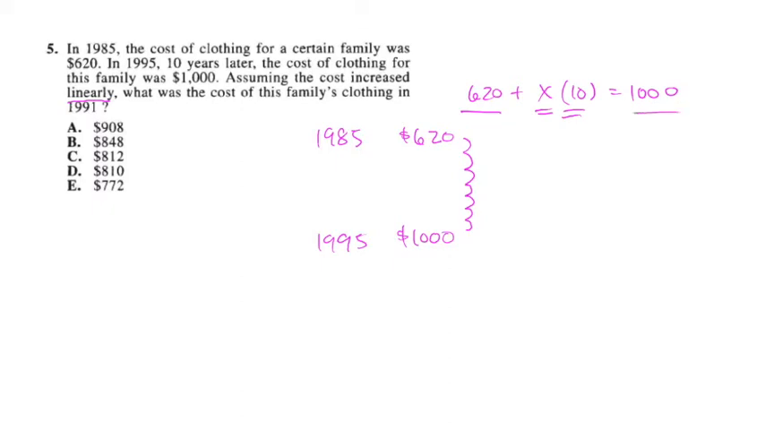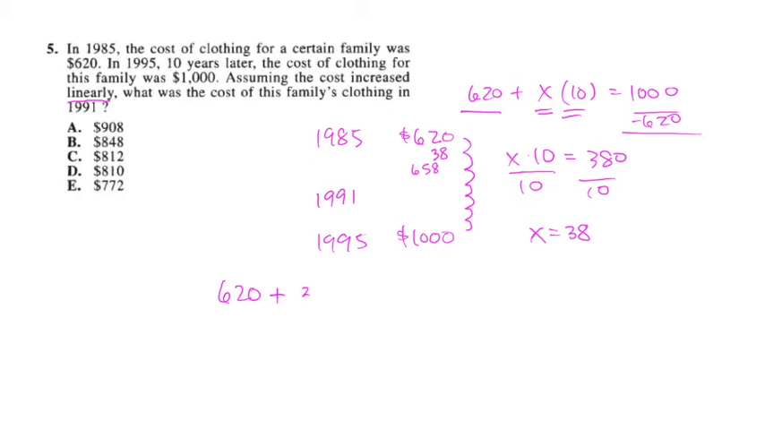If we solve for X, we get X times 10 equals 1,000 minus 620, which is 380, divide by 10, and we get x equals 38. That means each year we are increasing by 38. This means that 1986 would be 620 plus 38, which is 658. We're going to add 38 each year, and we have to get to 1991. So what we can do is start with 620, and we multiply 38 by 6 years. That will get us the right answer, and that is 848. The answer here is B.